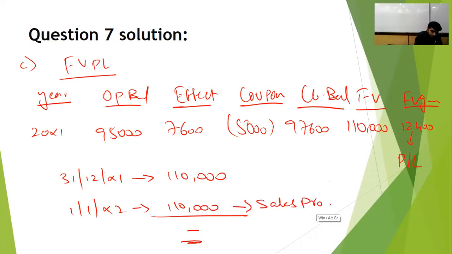Sales proceeds is obviously the market value, and if no sales proceeds is given in the question, you could reasonably assume that the market value at the end of 31st December 20X1 would be the same as on 1st January 20X2. So that is going to be the sales proceeds. If the examiner asks you the gain on disposal, this would be zero. The fair value gain at the end of year one, 12,400, will be recognized in P&L. Is it clear to everyone?